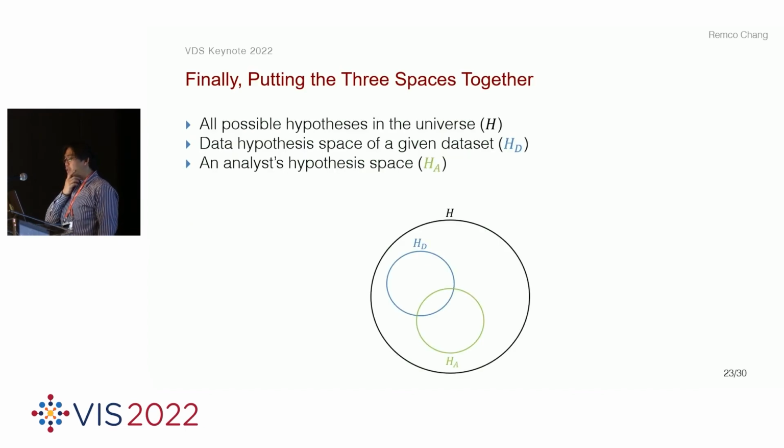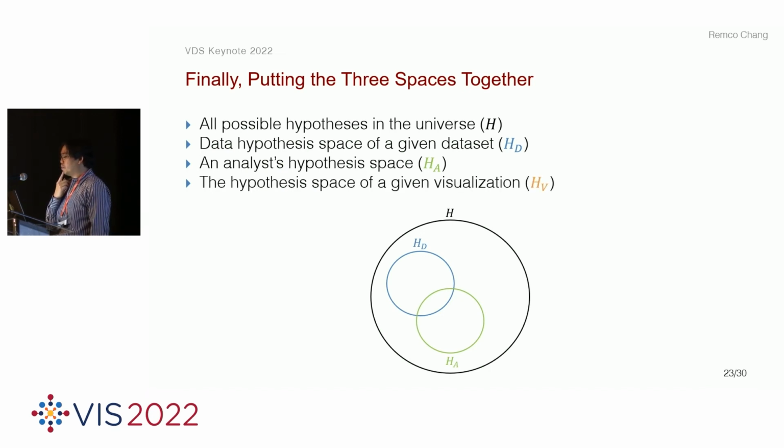Okay, but putting it all together, we have our big hypothesis space H, we have H of D, we have H of A, and then of course we now have the hypothesis space of a given visualization, H of V.